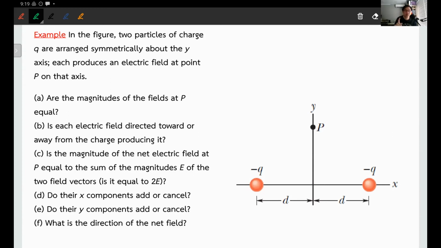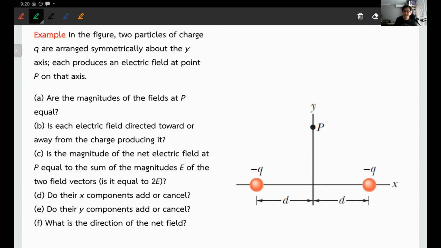Okay, so in the figure, two particles of charge Q are arranged symmetrically about the y-axis. The figure is nice and clean. Each produces an electric field at the point P. A. Are the magnitudes of the fields at P equal? What do you think, guys?